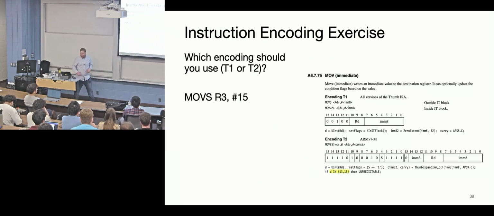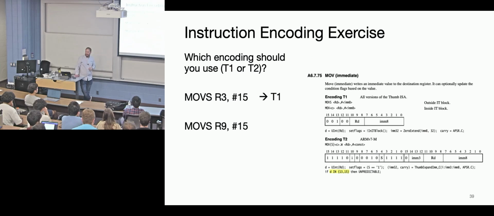Because you take 15, turn it into binary, and you can fit it within 8 bits. So here it says immediate 8, and then there's a destination register, and the destination register is only 3 bits. Yep, that's T1. How about this instruction? T2. Why? Because 9 cannot fit in the 3 bits. Perfect. And how about this one?